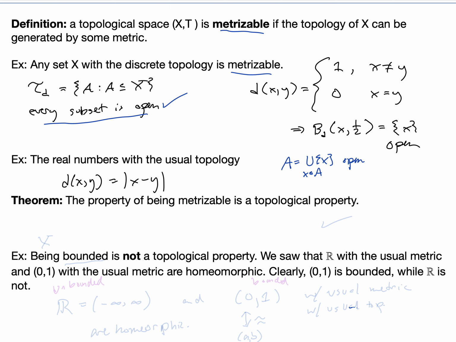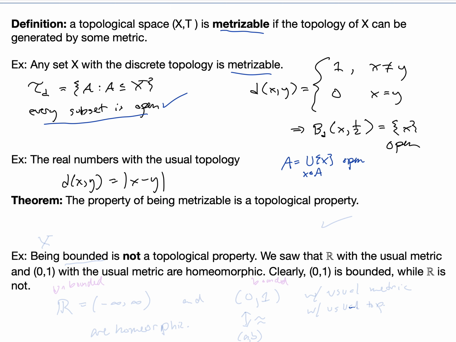As another example, the real numbers with the usual topology. This is where the open sets are the open intervals in R. This is given by the usual metric in the real numbers, that the distance between x and y is the absolute value of x minus y.